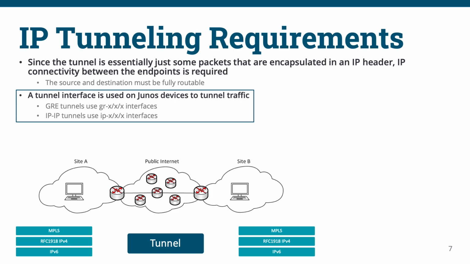The last item here is less of a requirement and more of a property of the tunnel configurations in Junos. GRE tunnels are gr interfaces, as we see here. Simply configuring a gr interface and setting the tunnel properties, as we'll see in another lesson, is sufficient for creating a tunnel. Similarly, an IP-in-IP tunnel is created by using an interface name with the ip prefix.